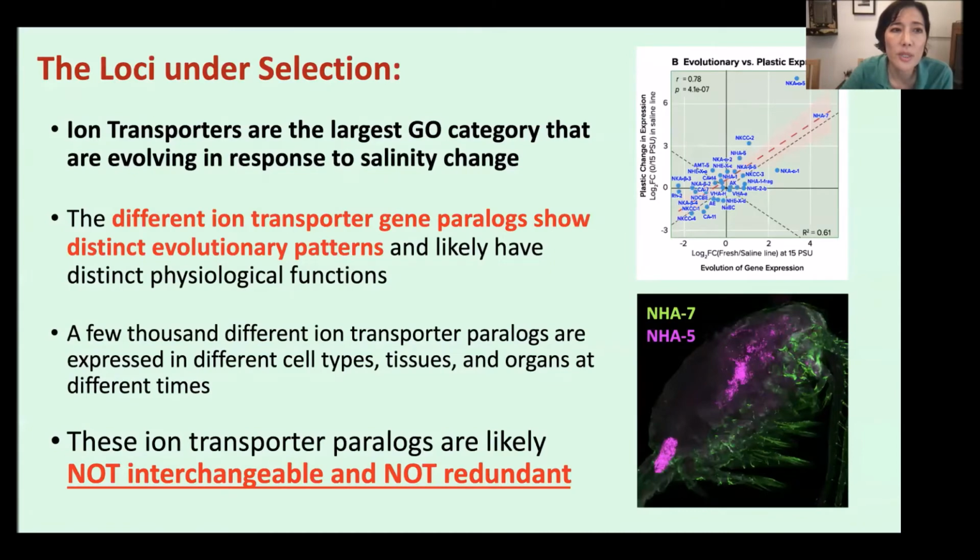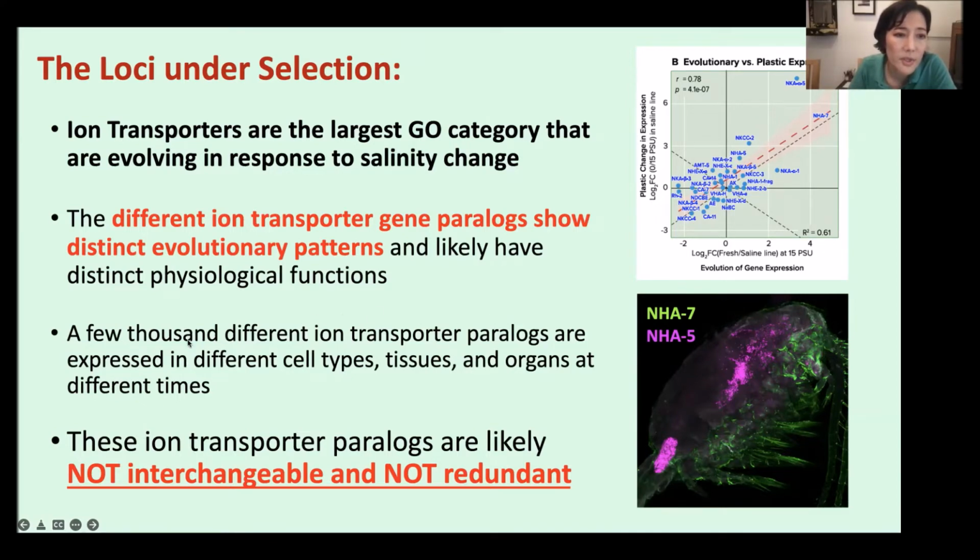So to summarize what I just said, the ion transporters are the largest functional category that is evolving in response to salinity change between the saline and freshwater populations. The different ion transporter gene paralogs show distinct evolutionary and acclimatory patterns and likely have different physiological functions. And our physiological functional studies are indicating that these gene paralogs do differ in their evolutionary patterns and likely in their function.